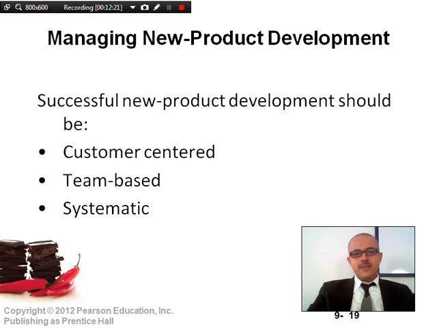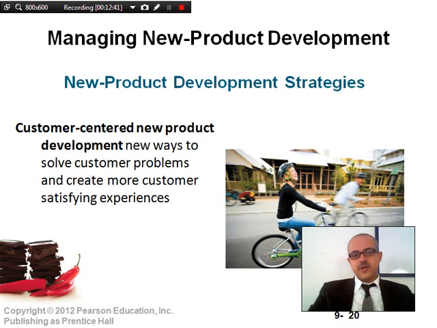Okay. Managing new product development. So here are some of the advices around the process. You always want to think about the customer. You want to have good teams to run after new products, and you also need to be systematic. You need to follow a system. You don't want to be random. So here it says you want to solve a customer problem. Many times successful ideas solve customer problems.